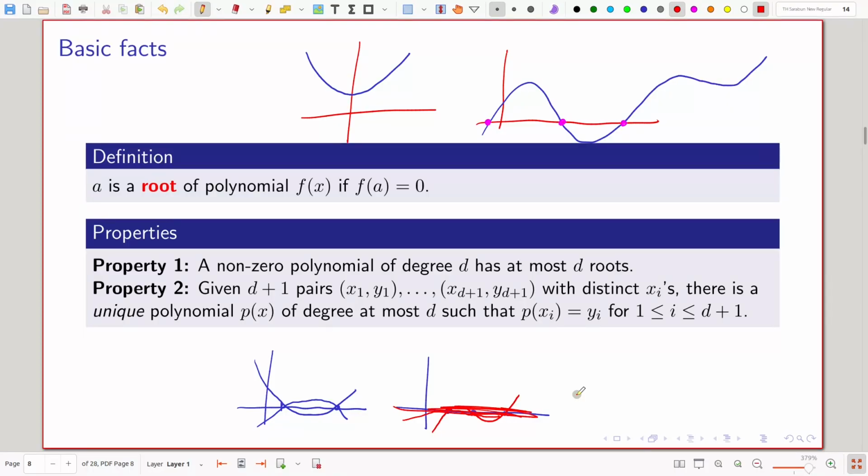And also, if you know d plus 1 points on the polynomial, you can find the polynomial exactly. If you know that the polynomial is of degree d, and you know d plus 1 points on it, there's only one polynomial of degree d that satisfies this. And this is the thing that we use when we want to recover the message in the secret. How are we going to do that? We will see.